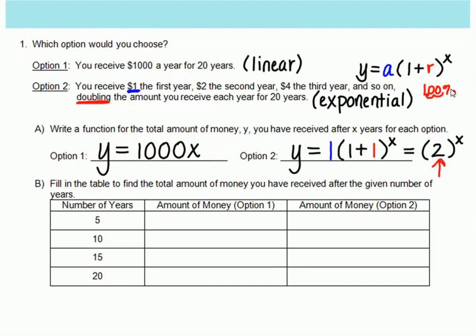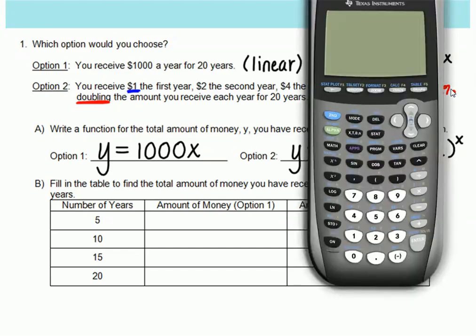Okay, so now we're going to fill in the table to find the total amount of money you've received after the given number of years. To do that, we're going to put each equation into y equals and look at the table in our calculator to find the amount of money. So the first equation is pretty simple. 1000x means we'll take 1000 times 1 year, 1000 times 2 years, but the first year that they ask for is 5. So after 5 years in option 1, I'll have $5,000.